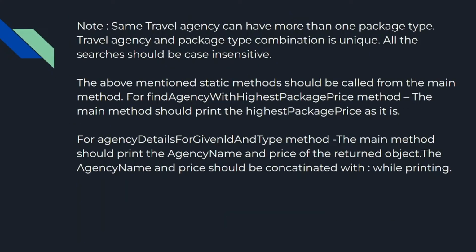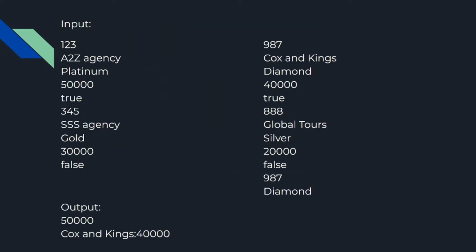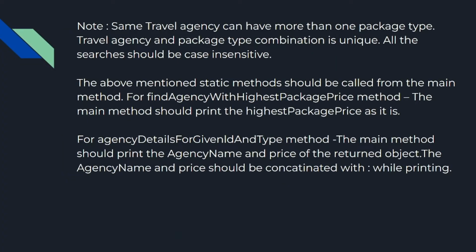And they have given a note here. In this note, they have mentioned that the same travel agency can have more than one package type. That means if you have a travel agency with the name A, which has a package type of platinum, then the same travel agency A can also have a package of type gold. The next condition is that the travel agency and package type combination is unique. And all the searches should be case insensitive. That is, if we compare a string called name and another string called Name with the first letter as capital, it should return true.